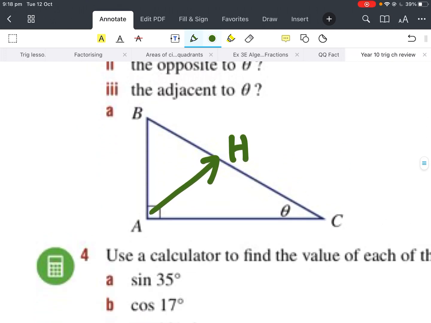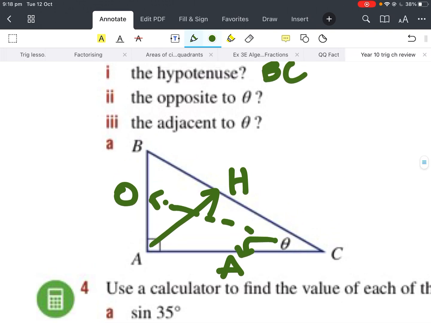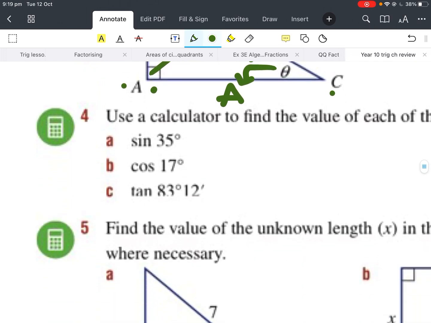Opposite and adjacent to theta. So remember, here's theta. The side that's next to theta, that's the adjacent. And this other side that's left, it's opposite to theta, that's the opposite. Okay? So opposite to theta is AB, BA. And adjacent to theta is AC. There you go.